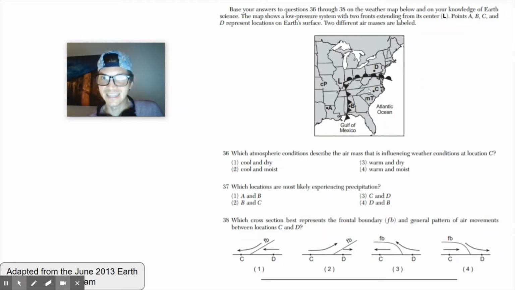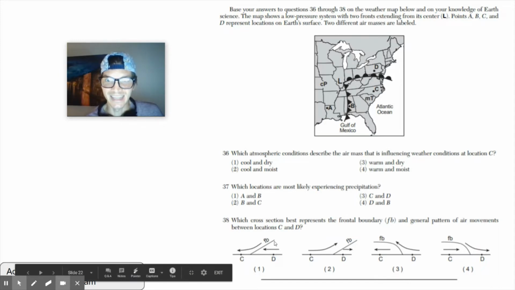38. Which cross-section best describes the frontal boundary, which is FB, and general pattern of air movements between locations C and D? Well, this symbol here, those half circles, tell me that it's a warm front, and it's moving towards D because that's the direction that the shapes are on the line. So a warm front shape is going to be this slanting shape. This I call like the steamroller. This is the cold front shape, where that cold air is going to push the warm air up very abruptly. For a warm air mass, we have that slanted frontal boundary, and C is moving towards air mass D. So the best option here would be choice 2.